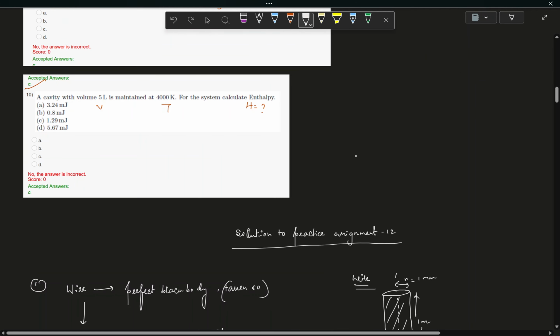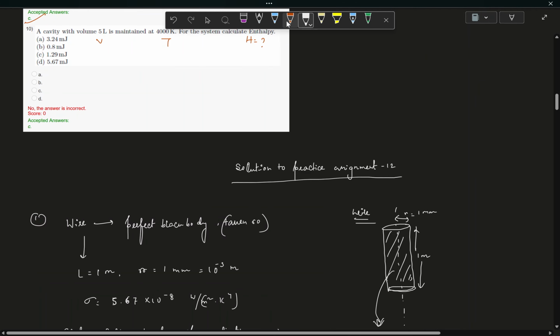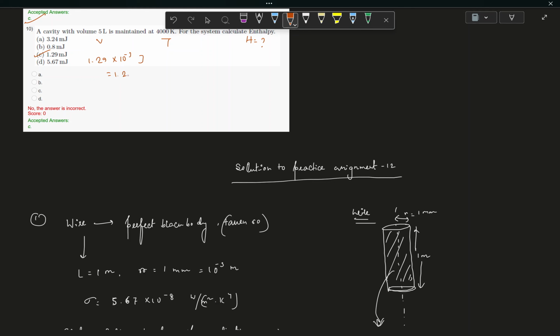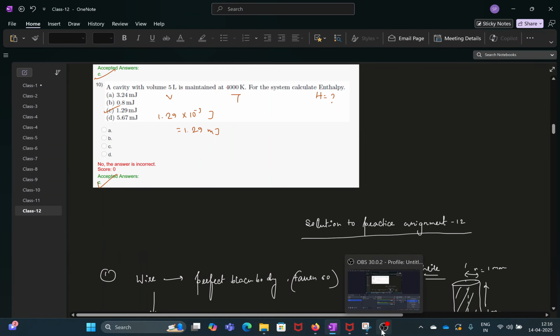So this is option number C that we obtain from here, because we are getting 1.29 into 10 to the power minus 3 joule. This is basically 1.29 millijoule. So this is also the correct accepted answer. So with this we are finished with the practice assignment problems for this week.